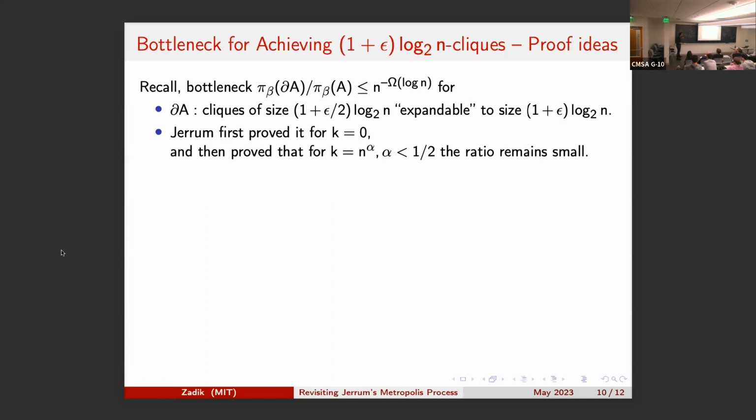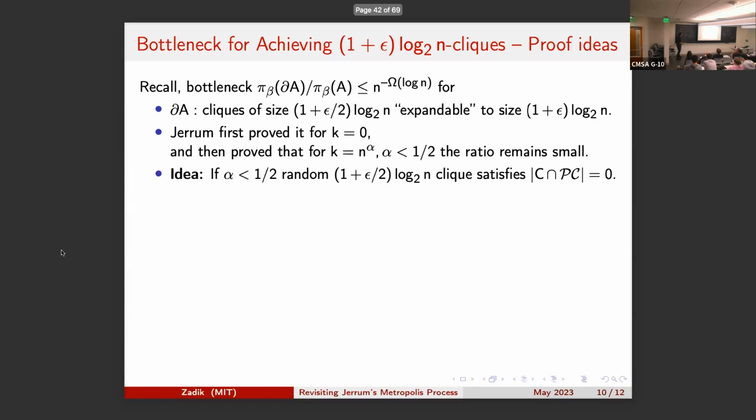And what was the idea? The idea is simple, actually. The idea behind his generalization is that if you have a planted clique below root n, then if you sample uniformly at random a (1+ε)/2 log n clique from the instance, it will fall outside the planted clique. What does this mean? That the majority of (1+ε)/2 log n cliques have nothing to do with the planted clique. It's like k equals 0. So any statistical estimate you have on them remains true. So the proof works.